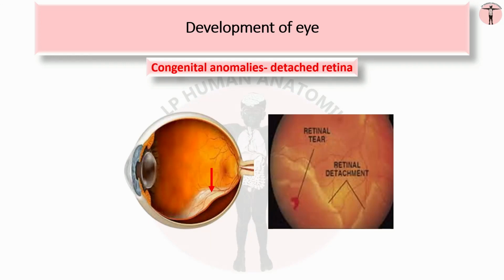The site of retinal detachment is between the outer and inner layers of the optic cup. That is between the retinal pigment epithelial layer and the outer segment layer of rods and cones of the neural retina.